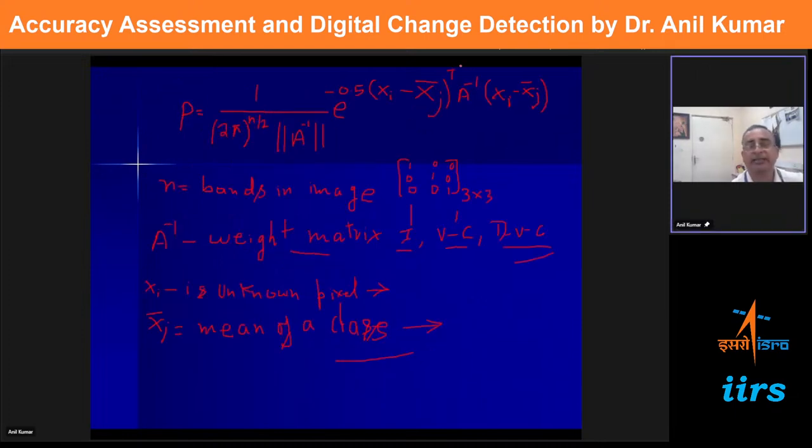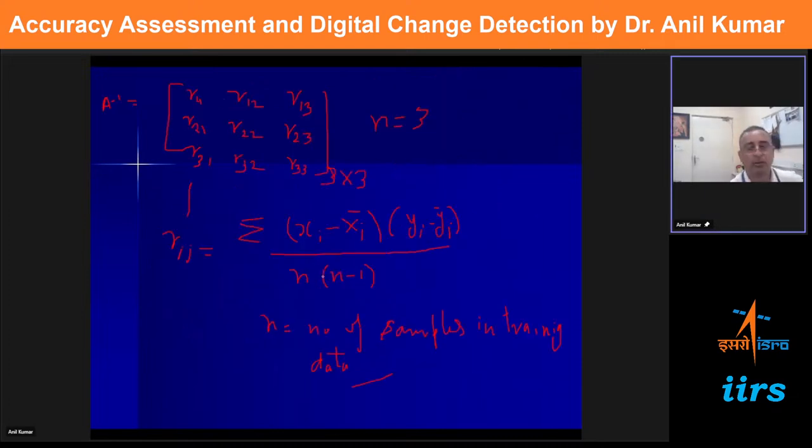Here, this T is a transpose because it is a vector difference between xi and xj bar. Once you have a matrix of one dimension, you can take its transpose, and it will come like this. And then this is A inverse, and this is the vector difference again between xi and xj bar. The dimension of this matrix T will be 1 into n here. This will be n into n, and this will be n into 1. Then only you can multiply, because this is the same, and here it will be the same, then you can again multiply. That way you can get the probability.